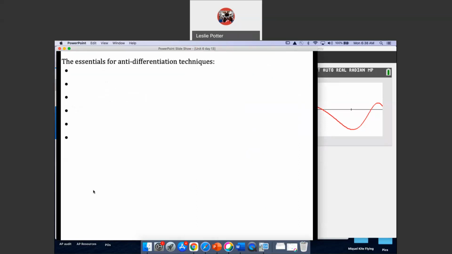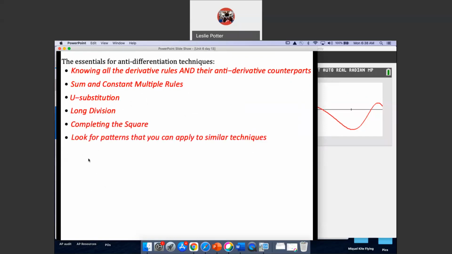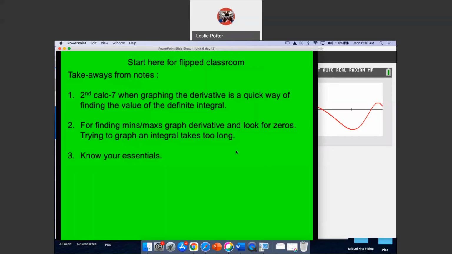Okay, so the essentials for anti-differentiation techniques. We need to know all the derivative rules and their anti-derivative counterparts. We've been stressing that in our flipbook all unit. That includes the sum and constant rules. Use substitution, got to be really strong in that. Long division, completing the square. Those are good to know. But there's only 1 or 2 questions per test on that. And then look for patterns that you can apply to similar techniques. When we get back into the classroom, then we'll get the opportunity to kind of practice all of our techniques and distinguish between what technique is necessary.